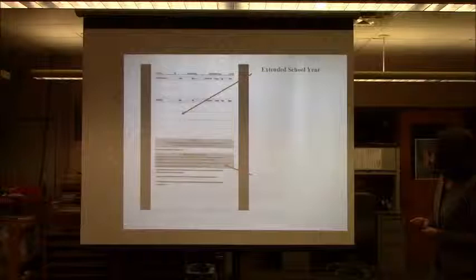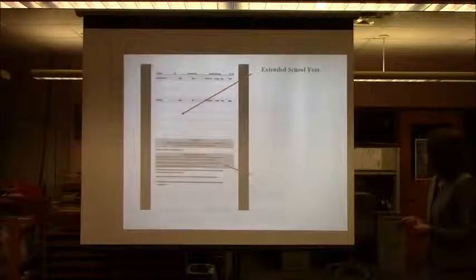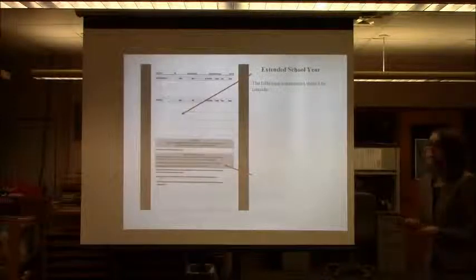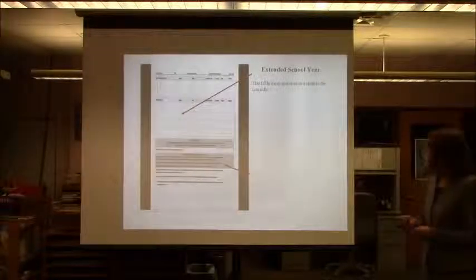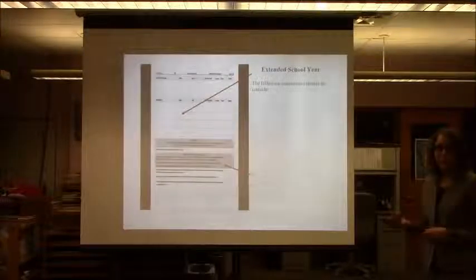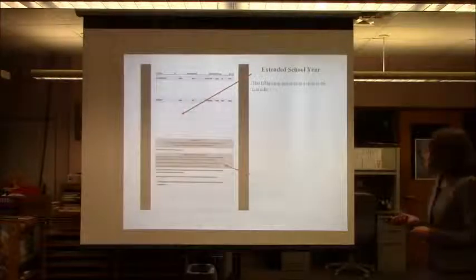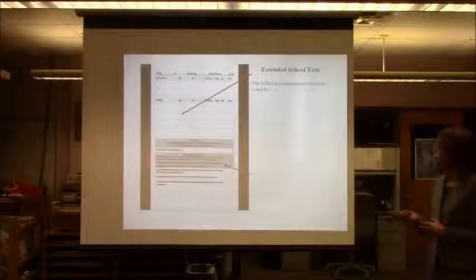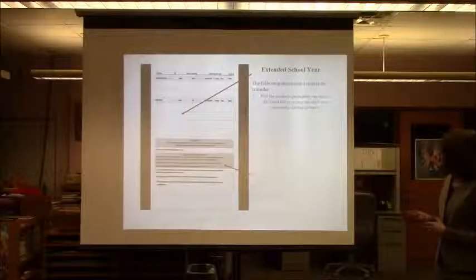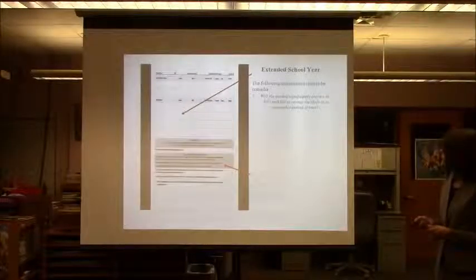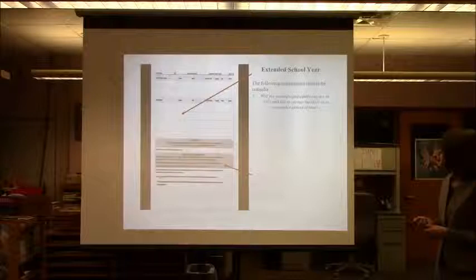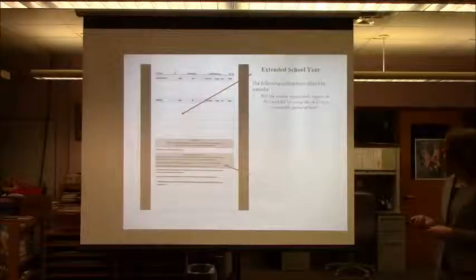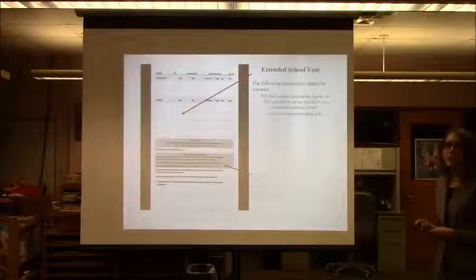Extended school year is another portion of the IEP. If a student is in need of services during the summer when school is not in session, that's what the IEP team needs to consider at this point in the IEP meeting. So the types of information you consider, or the criteria you would consider, would be whether the student is going to significantly regress in skills and not be able to recoup the skills in a reasonable amount of time once they return to school.